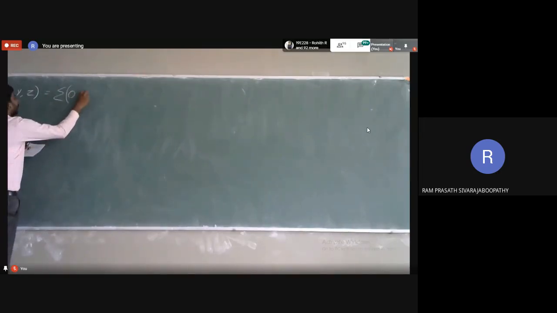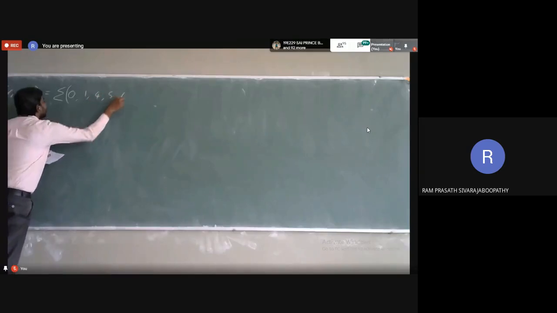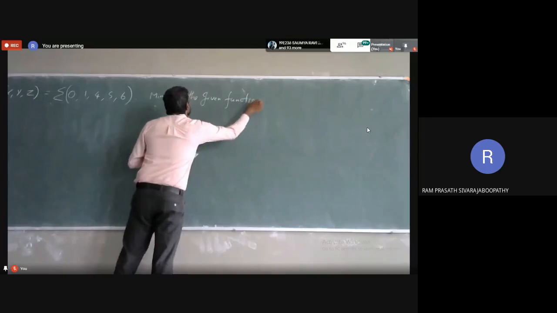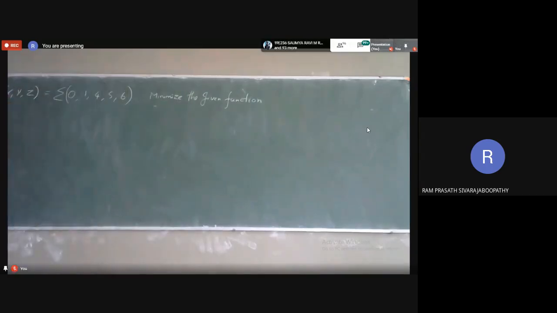f of x, y, z is equal to the sum of 0, 1, 4, 5, 6. So the question is to minimize the given function. How many variables do we have? Can you type it in the chat? In the given problem, how many variables are we having?